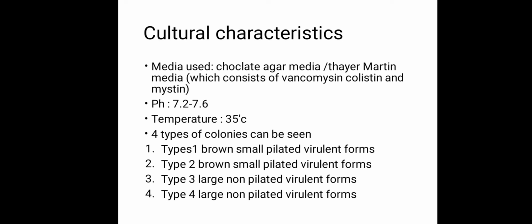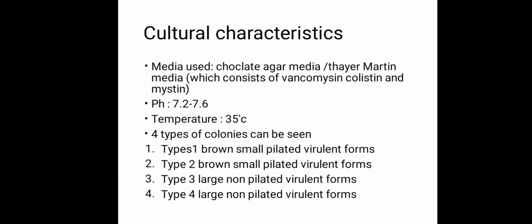Cultural characteristic. Media used to culture the gonorrhea is the chocolate agar media or the Thayer Martin media. Thayer Martin media consists of vancomycin, colistin, and nystatin, which is suitable for the growth of gonorrhea. The pH provided for the suitable growth is 7.2 to 7.6, that is neutral pH, and the optimum temperature is 35 degrees Celsius.